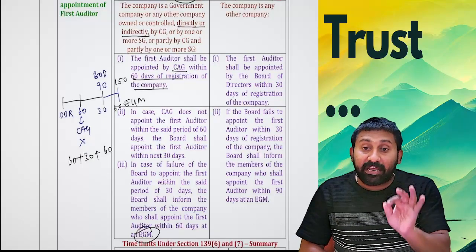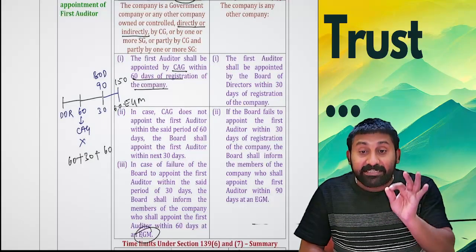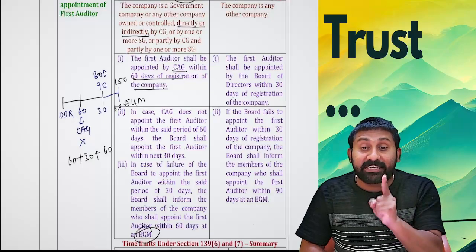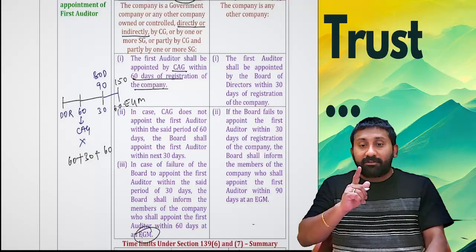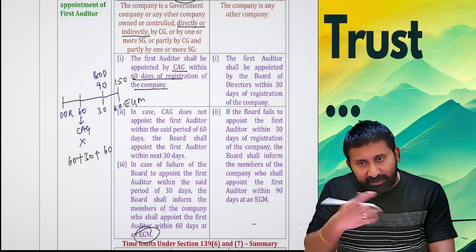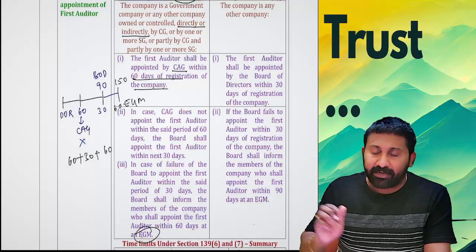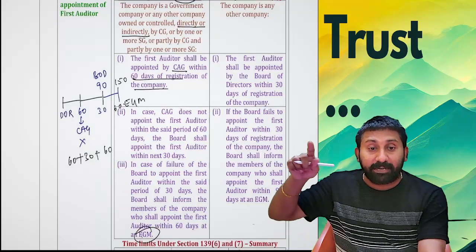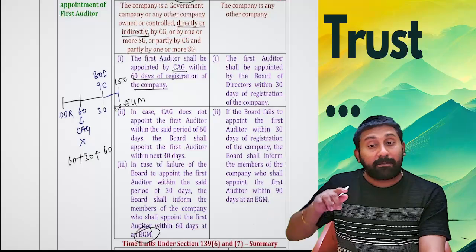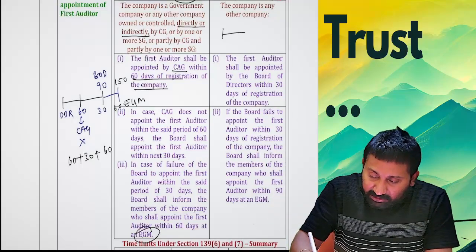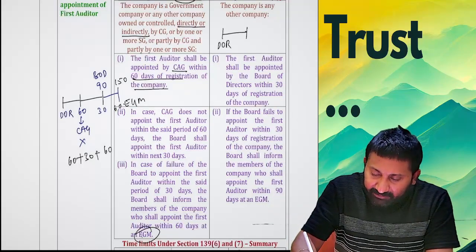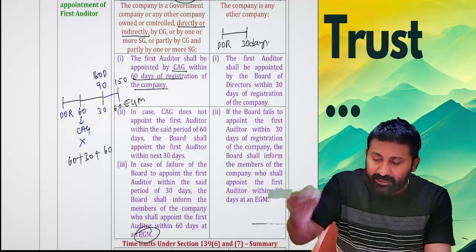Means the life of the first auditor will be till the conclusion of first AGM. Sir, first AGM he will go out completely. He cannot be reappointed. We will see that also. Okay. Next, sir, if the company is a government company, this rule will apply. If the company is not a government company, first auditor has to appoint it within 30 days of incorporation.